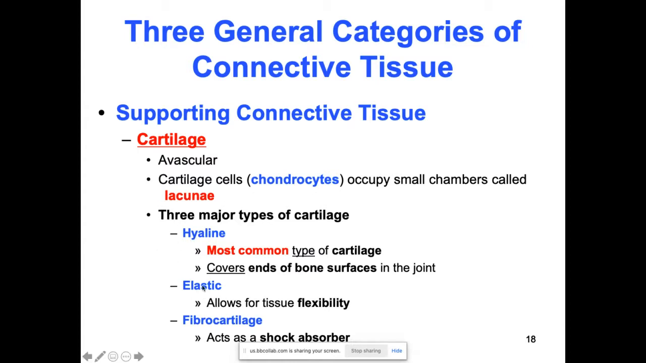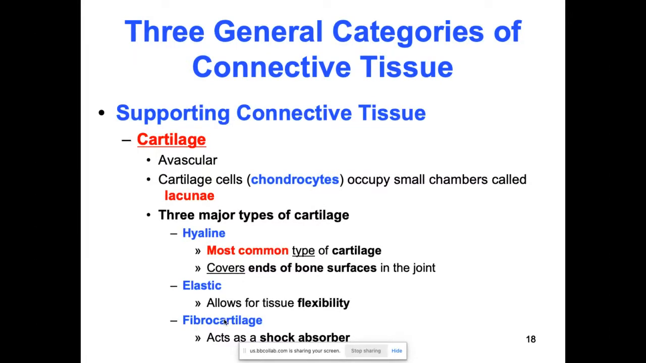Elastic, I think of a rubber band when I think of elastic, right? It has the ability to stretch, but it has the ability to rebound back. So elastic cartilage allows for some flexibility. Fibrocartilage, that is the strongest cartilage of the body.